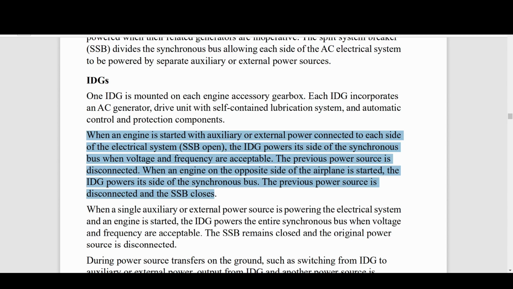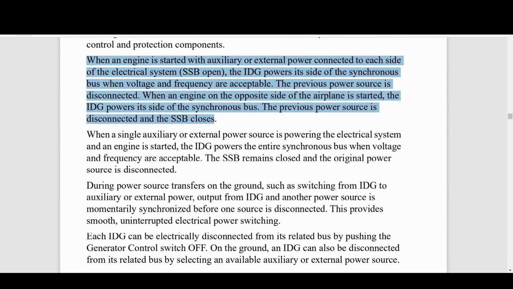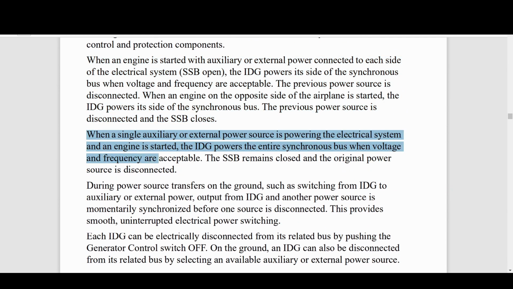When an engine on the opposite side of the airplane is started, the IDG powers its side of the synchronous bus. The previous power source is disconnected and the SSB closes. When a single auxiliary or external power source is powering the electrical system and an engine is started, IDG powers the entire synchronous bus when voltage and frequency are acceptable. The SSB remains closed and the original power source is disconnected.